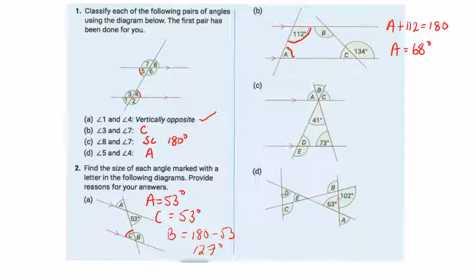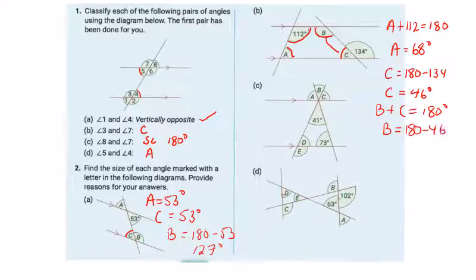And B, well, C first looks easy to get. C is going to be 180 minus 134. So 180 minus 130 is 50. So we're going to be left with 46 degrees for C. And B and C's relationship is also with interior angles. B and C add up to 180. B plus C equals 180. So B is equal to 180 minus 46 if you want to do it the long way. So B is equal to 134 degrees.